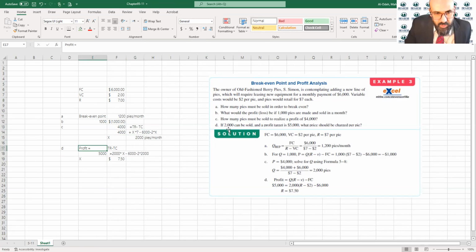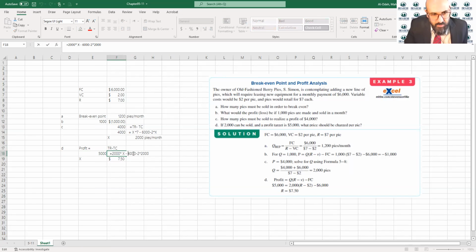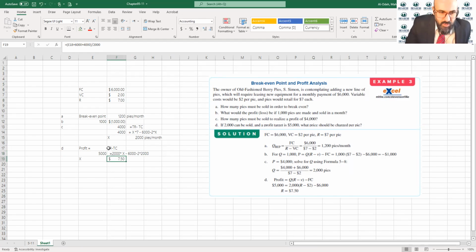And the last thing is part D. If we're trying to make 5,000 as a profit and we can do 2,000 units per month, what would be the selling price? So we use this equation: profit equals total revenue minus the total cost. Profit is 5,000, total revenue is 2,000 units, but we don't know how much we have to sell it for, minus the total cost, which would be the fixed costs and the variable cost. So that would be 6,000 minus the $2 per unit times 2,000. Solving the equation for X will give you X to be 7.5. That's the selling price if we need to make 5,000.